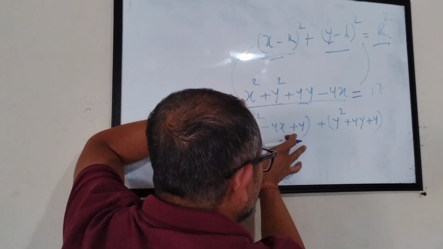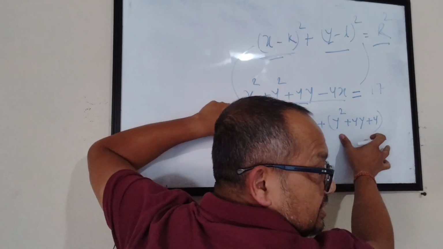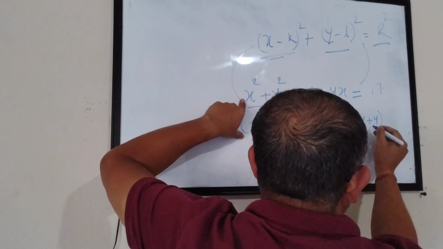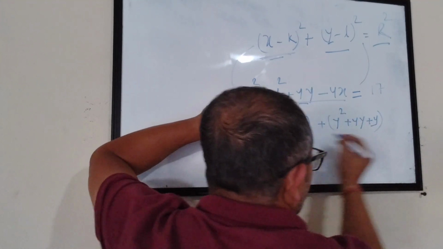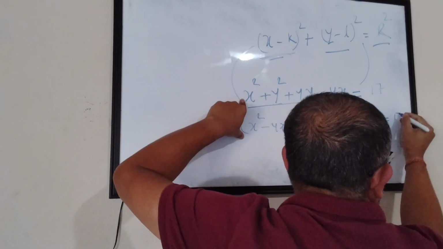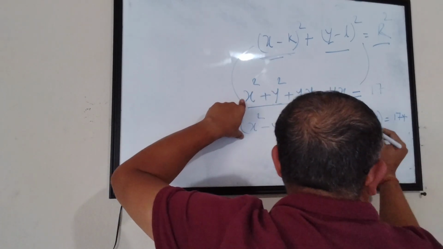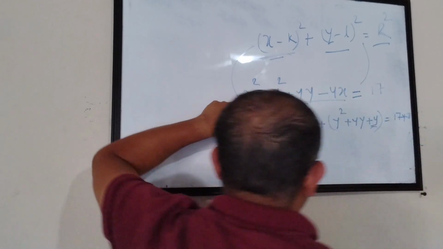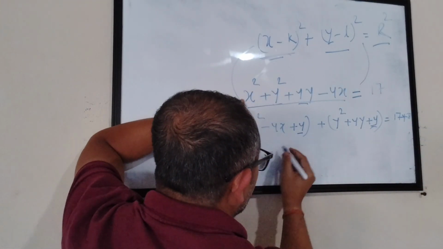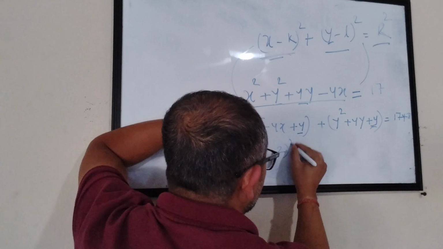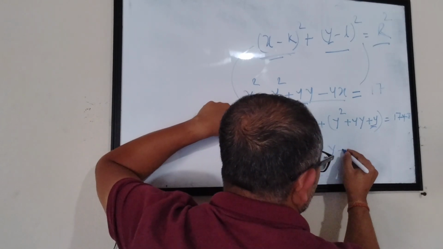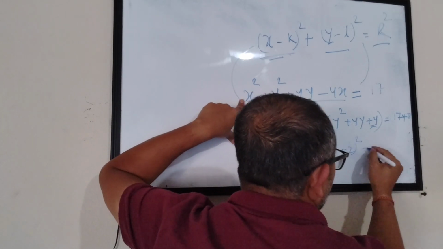This becomes a minus b whole square, this becomes a plus b whole square. Now what did I do? I added 4 here and 4 here, so I have to add 4 and 4 on the other side too. 17 plus 8. Now it becomes x minus 2 whole square plus y plus 2 whole square equals 25.